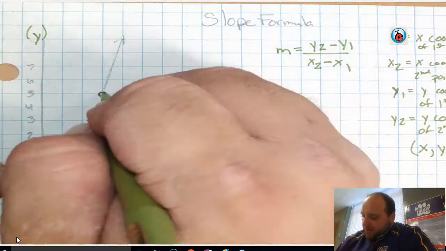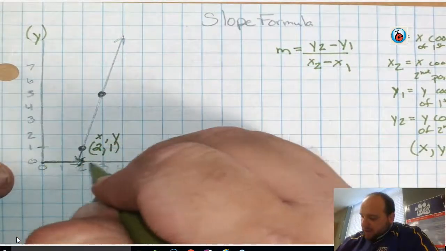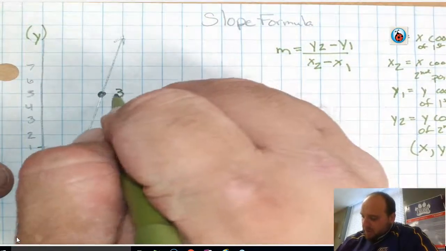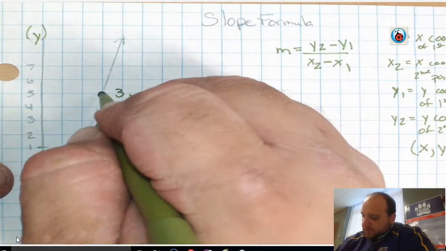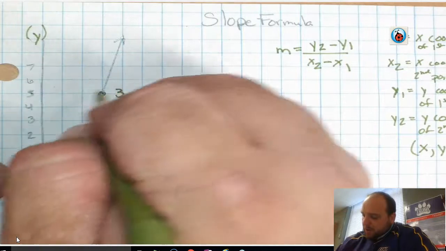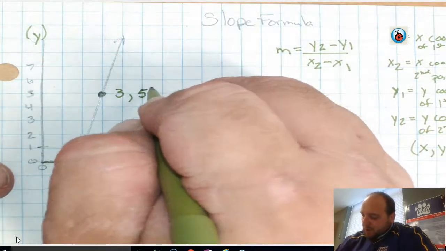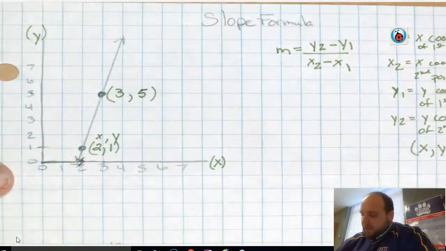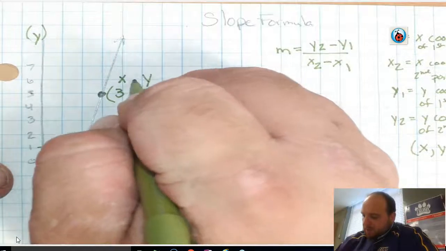I go up to this point now, and I'm going to find the xy coordinate of this one. So how far over did I have to go to get there? That was 3. How far up did I have to go to get to this coordinate point? I had to go up to 5. So the coordinate point is 3, 5. So again, this is my x coordinate, this is my y coordinate.